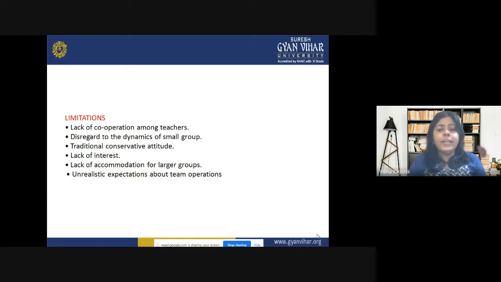Now, the limitations when the teachers are teaching through the team teaching method. Lack of cooperation among teachers. The teachers do not cooperate with each other. Disregard for the dynamics of small groups. Traditional conservative attitude of the teachers. Lack of interest in new innovations. Use of accommodation for larger groups. Unrealistic expectations about team operations.